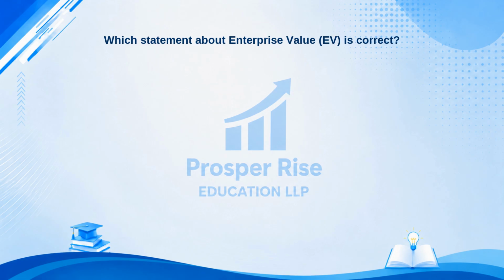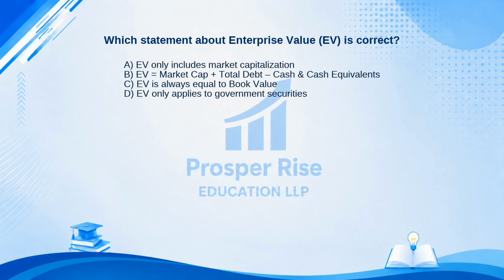Which statement about enterprise value, EV, is correct? Here are your options. A. EV only includes market capitalization. B. EV equals market cap plus total debt, minus cash and cash equivalents. C. EV is always equal to book value. Or D. EV only applies to government securities. Take a moment to pause the video and decide.